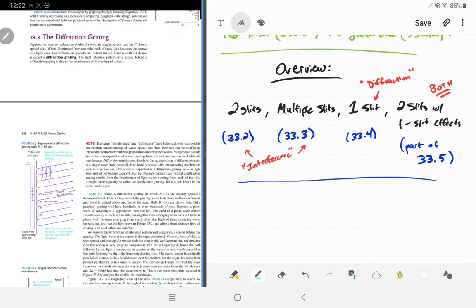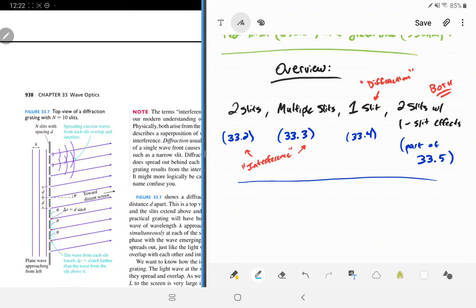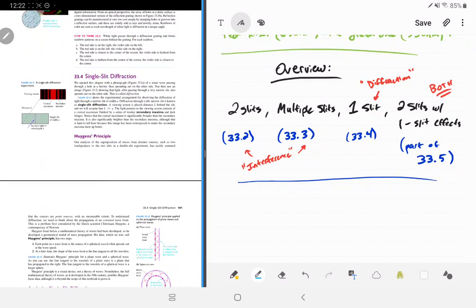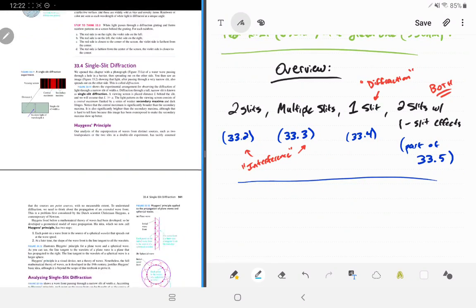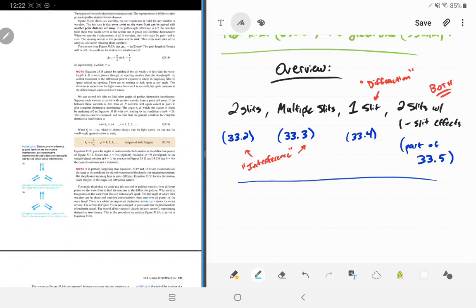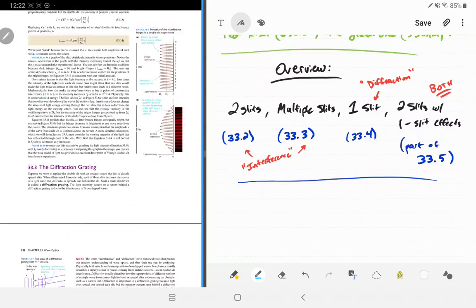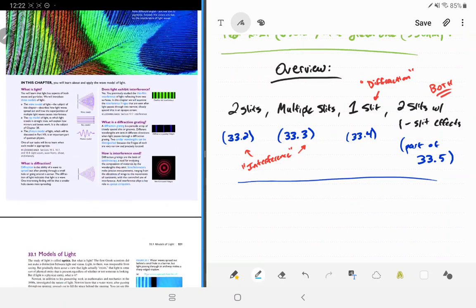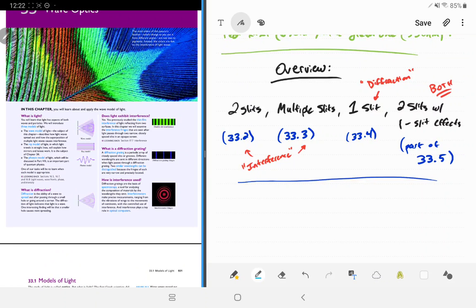So we're going to generalize what we do in this video in later videos to multiple slits, and then we'll talk about what happens with just a single slit. And that's what's called diffraction. And then in the next section, 33.5, we're going to incorporate both aspects, so aspects from sections 33.2 and 33.4, to talk about both effects.